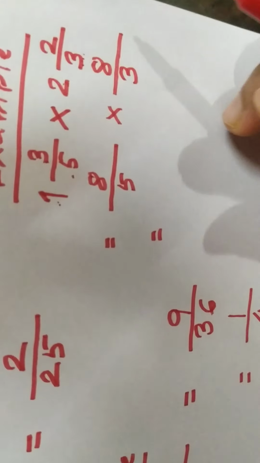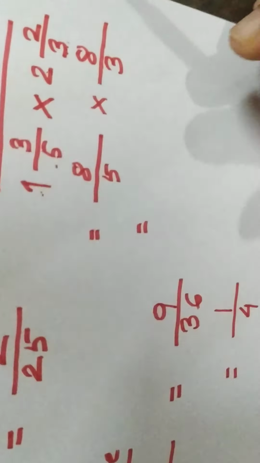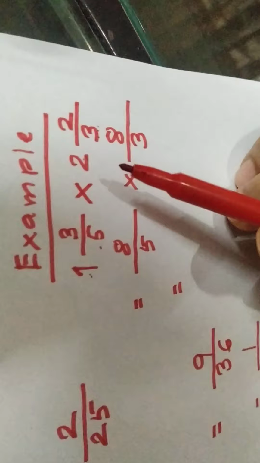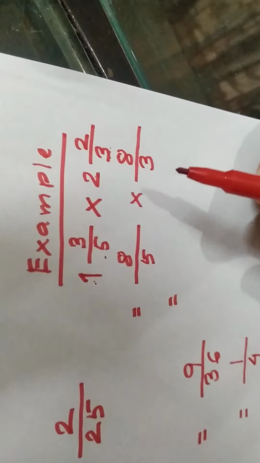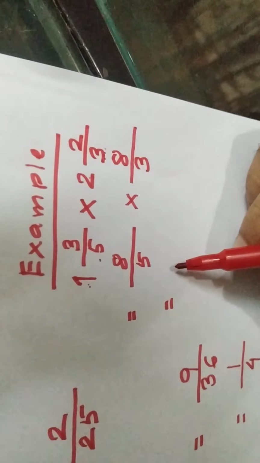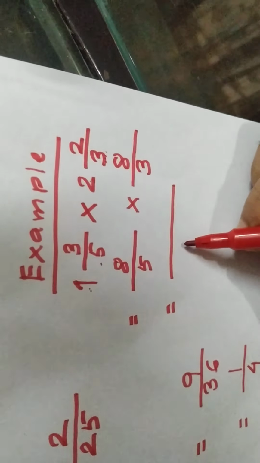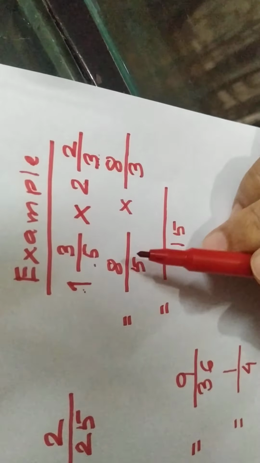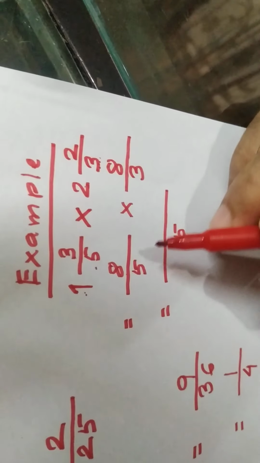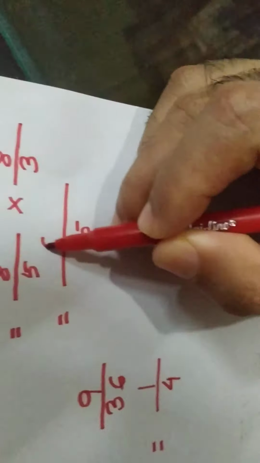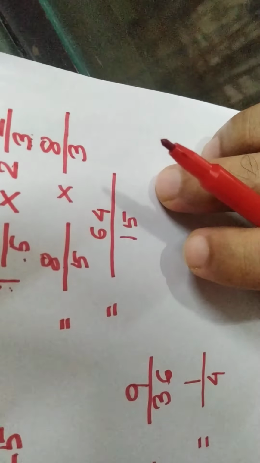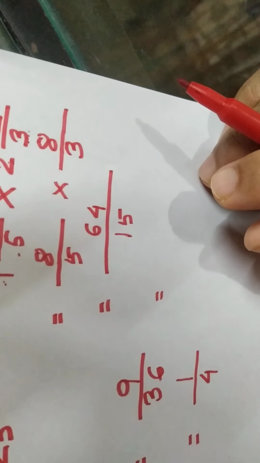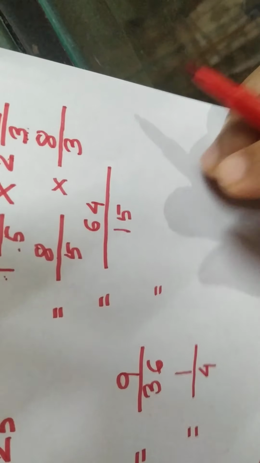Now the usual old rule, multiply the denominators together. So what do I get? 5 into 3, that is 15. Multiply the numerators together. 8 into 8, what do I get? 64. Now you can either leave it in this form, or if you wish, you can express it differently. That's your choice.